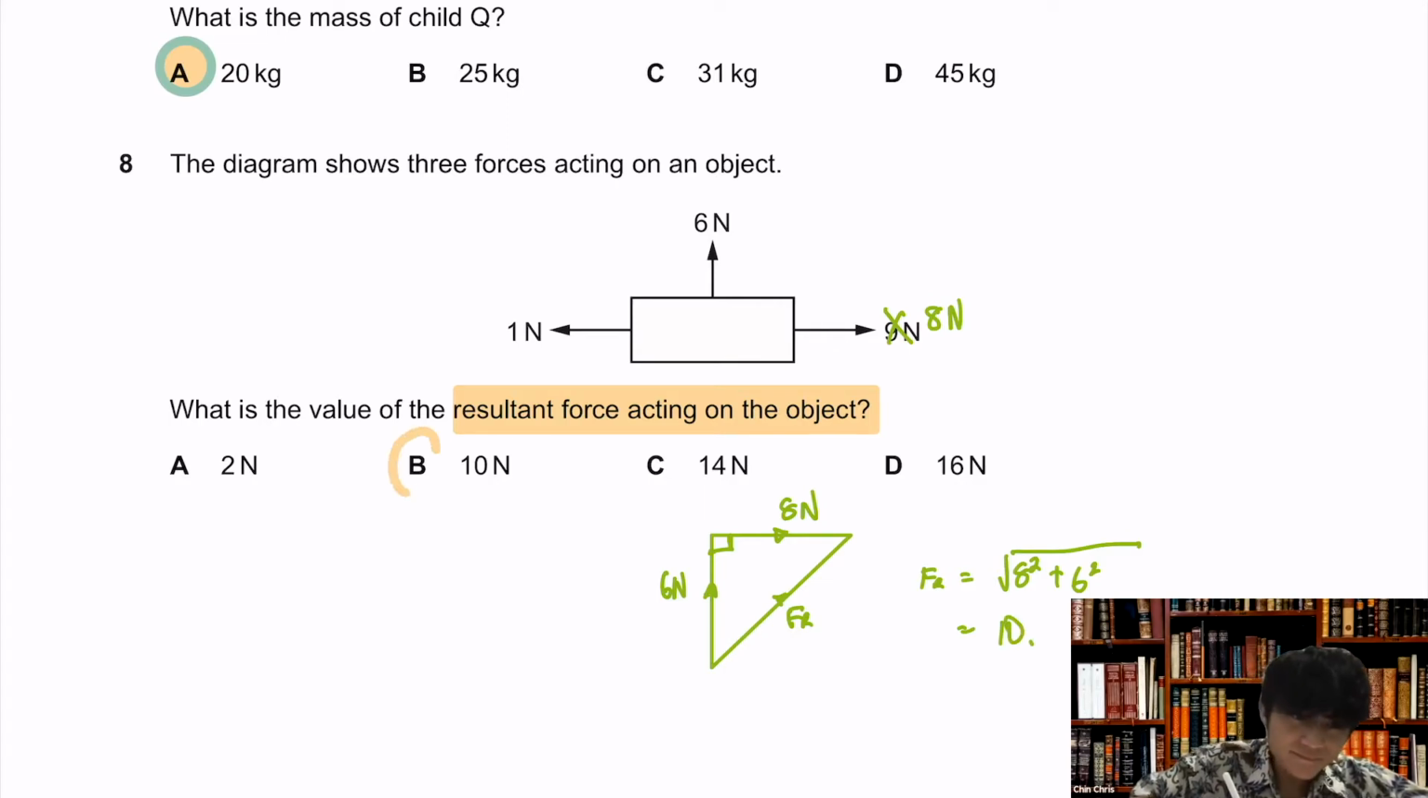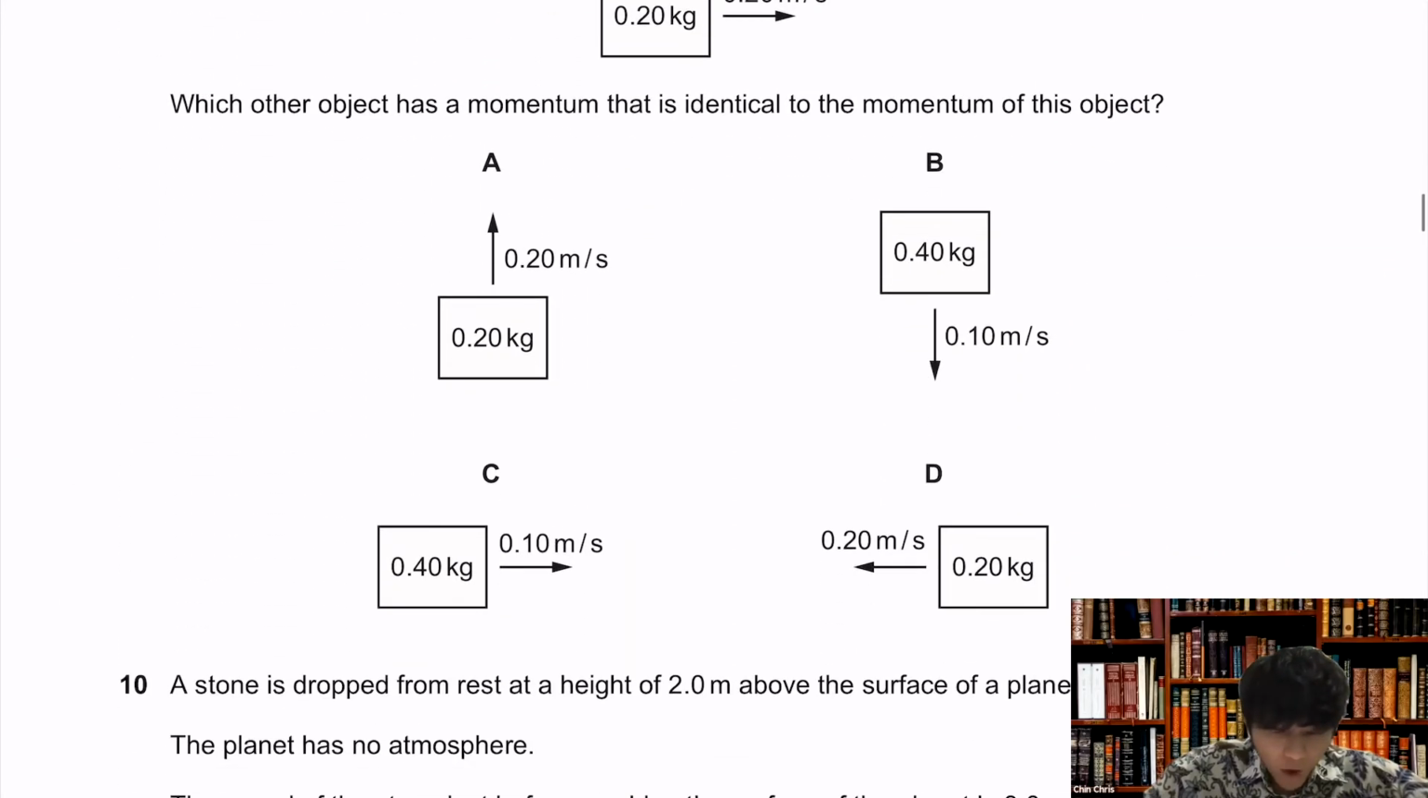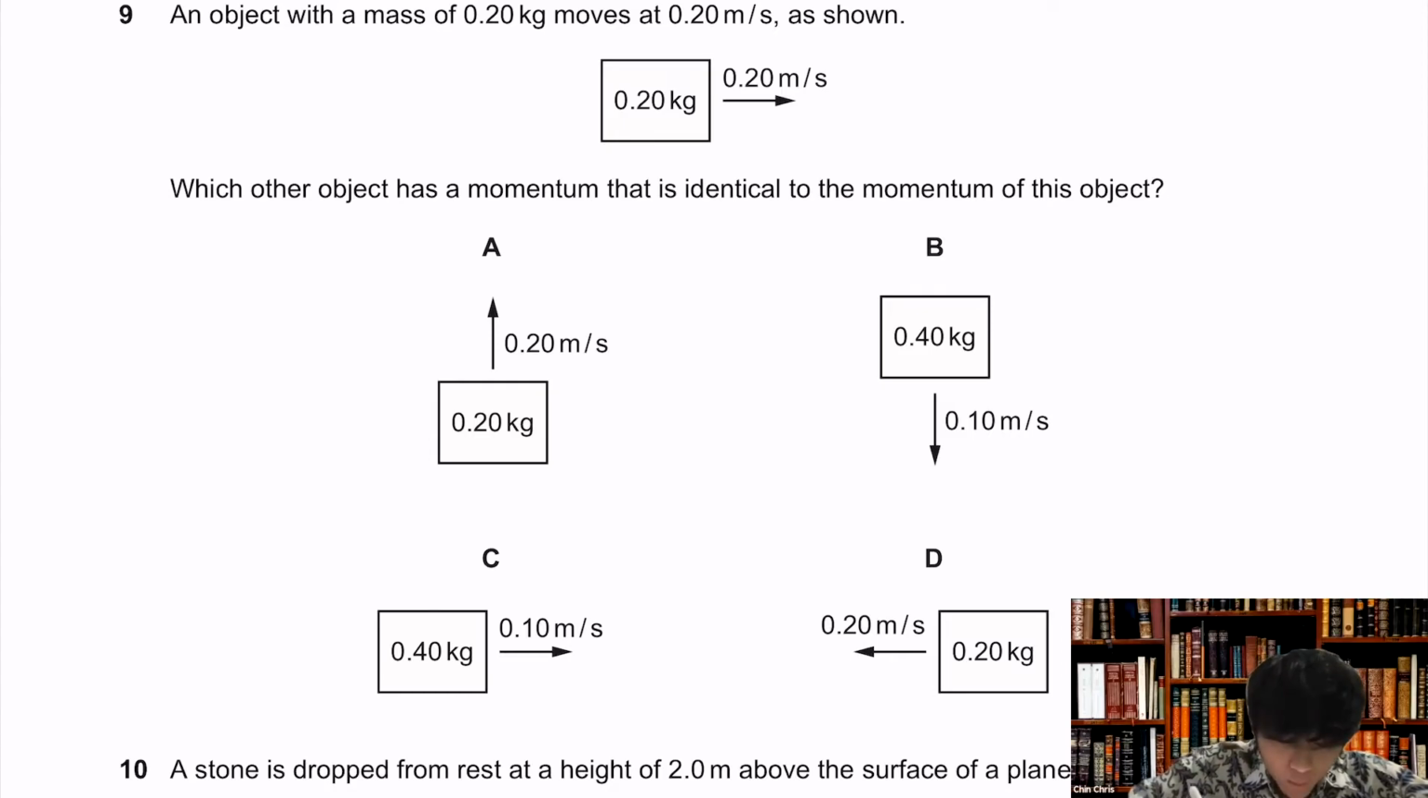Done. Okay, so far so good. After that, let's move on to question number 9. An object with a mass of 0.2 moving at 2 meters per second, as shown. Which other object has momentum?